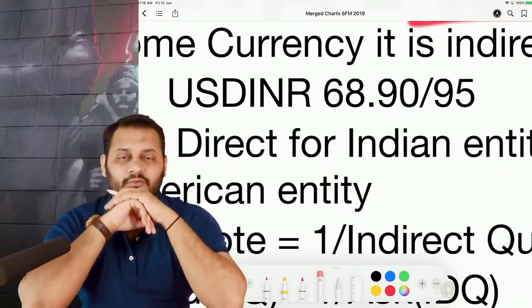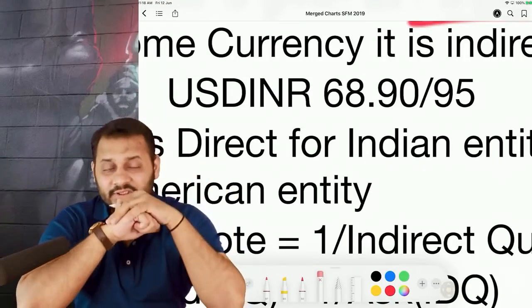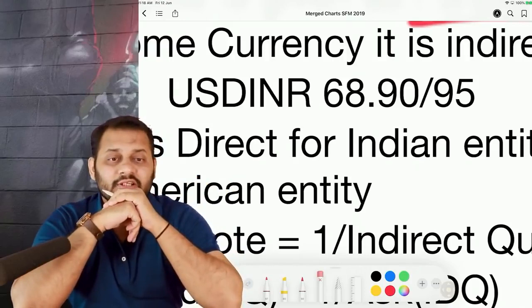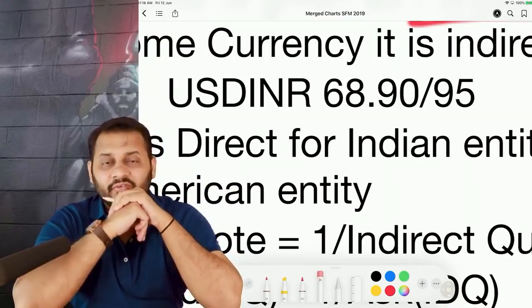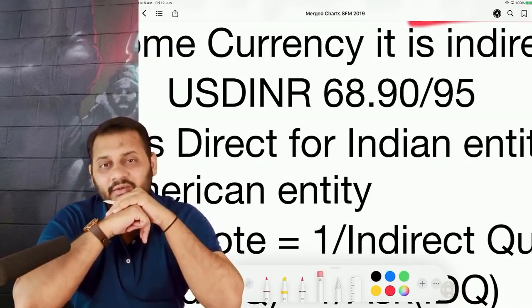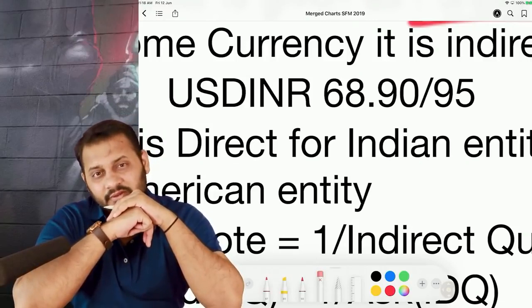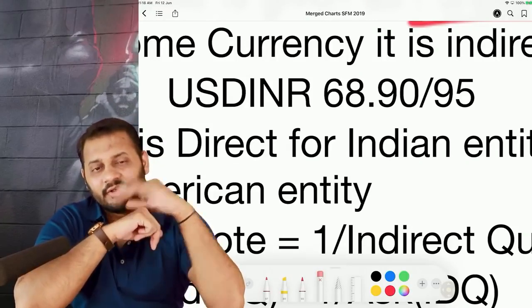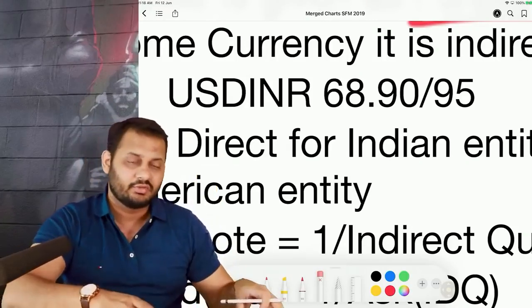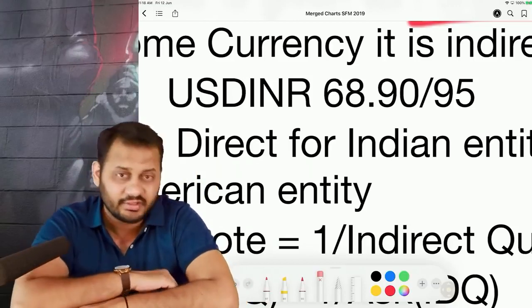So tell me how the student makes mistakes. I'm going to tell you. USD INR 68.9095. Is this a direct quote or indirect quote? Do you think this much data is enough to interpret whether this is a direct quote or indirect quote? Lots of students interpret this as a direct quote.